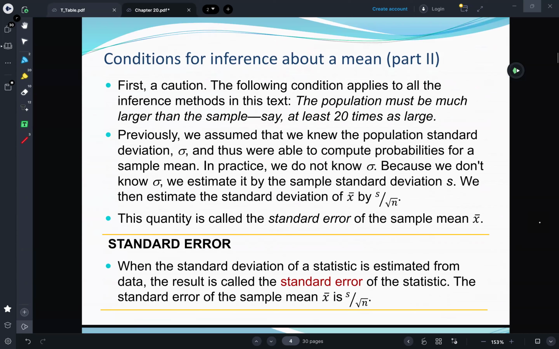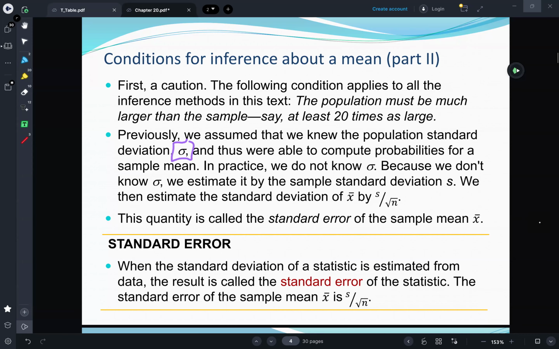So the conditions continue on this slide as well. We need to make sure that the population is large, say at least 20 times as large. If it isn't, then the theorems and the estimates don't hold. So it needs to be a sample from a fairly large population. And like I just said, previously we assumed what the population standard deviation was. It was given to us in the scenario. It's usually based on previous studies, but what if there were no previous studies and we have no idea? So how can we determine what sigma is?